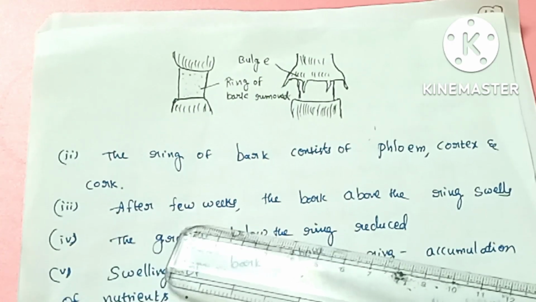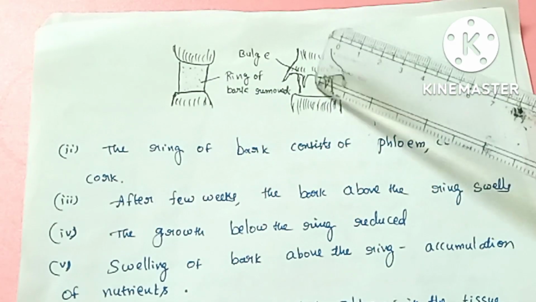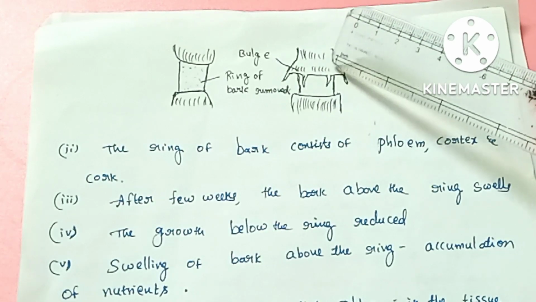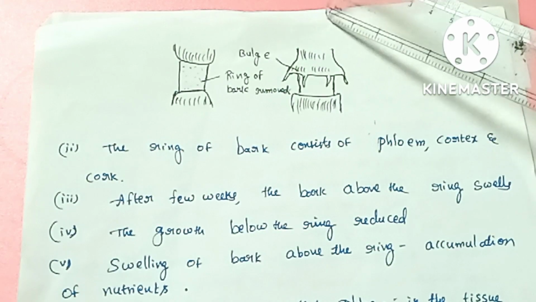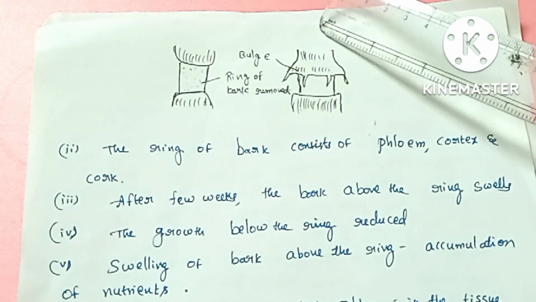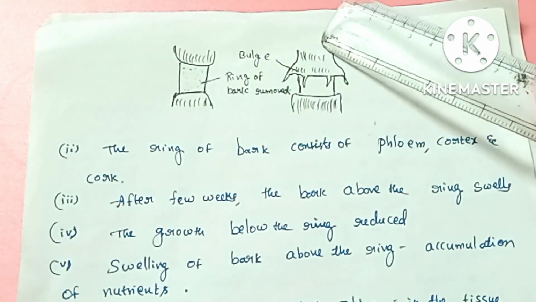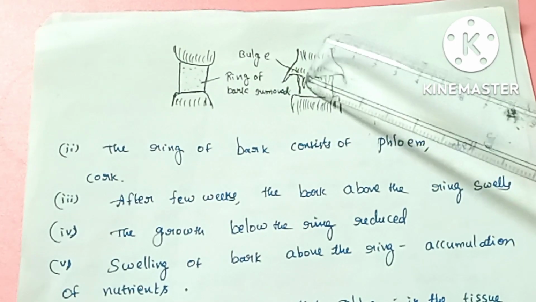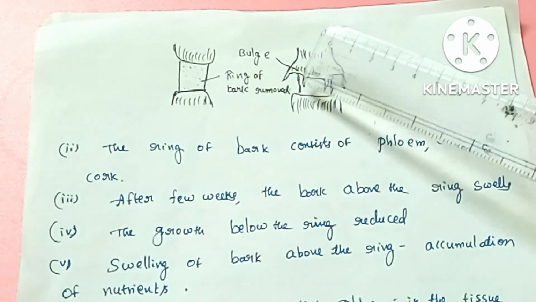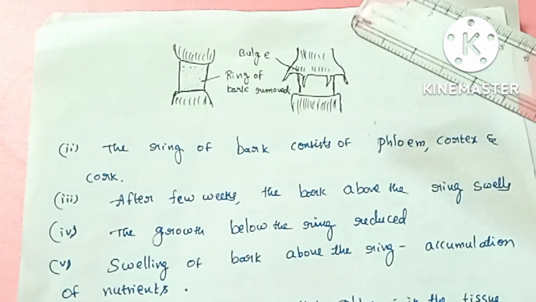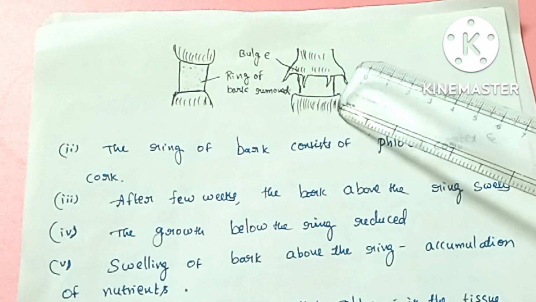And after a few weeks, we observe that tree. The bark above the ring will swell. Why is this swelling? Because from the above side, that is from the leaves, the food was translocated down to the roots, right? So the phloem was transporting the nutrients, but there is no phloem here. Excess nutrients were accumulating here. That is why above the ring was swelling, and the growth below the ring was stunted or reduced.